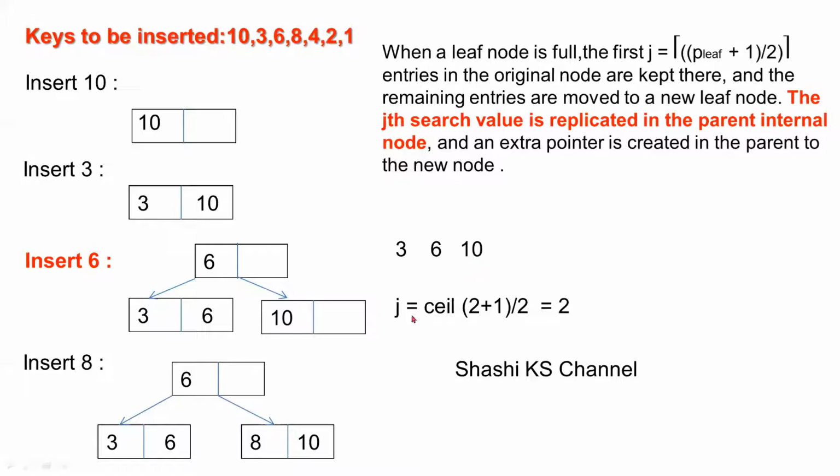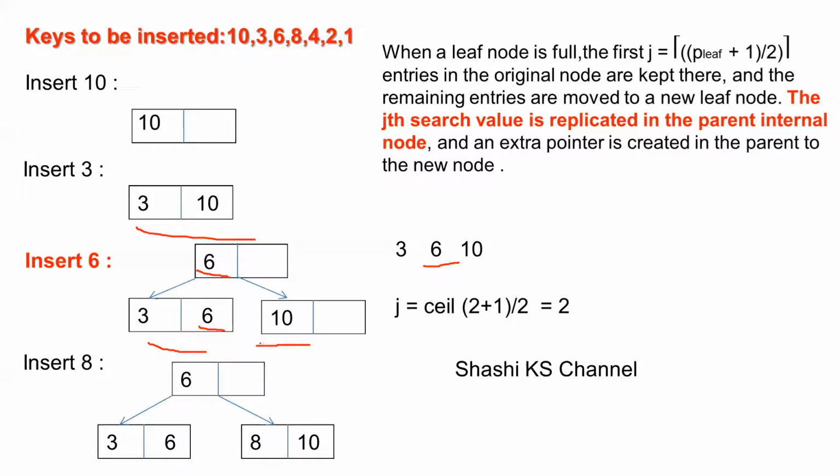And the jth search value, that is the second search value, has to be replicated in the parent node. What is the second search value? The second search value is 6 here. So 6 has to be replicated in the parent node. Accordingly, we split up this node 3 and 10. 3 and 6 is kept in the original node, 10 is moved to the new node, and the second search value, which is 6, is moved to the parent node.